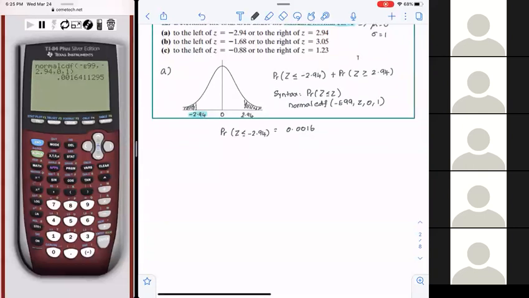Note that the normal curve is symmetric. So whatever area we see on the left-hand side will be the same on the right-hand side, as long as the number that we're looking at is the same on both sides. So we have negative 2.94 on the left, positive 2.94 on the right. So the area to the left or below negative 2.94 will be the same as the area to the right or above 2.94. I'll put that remark here.